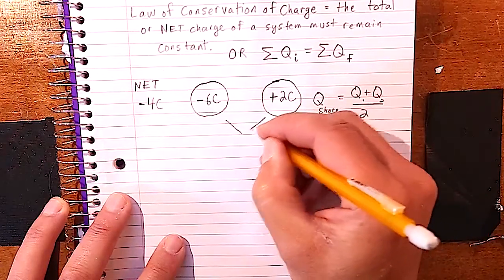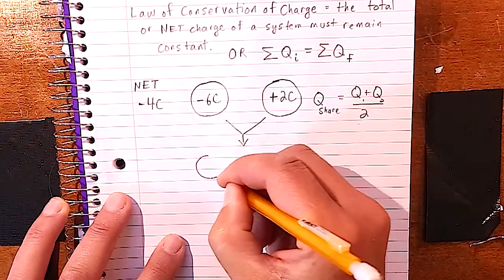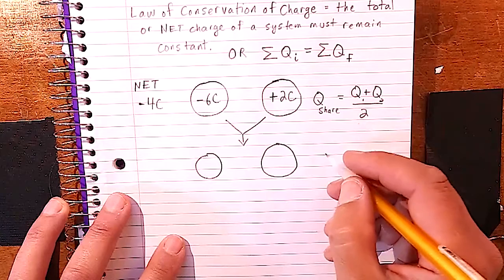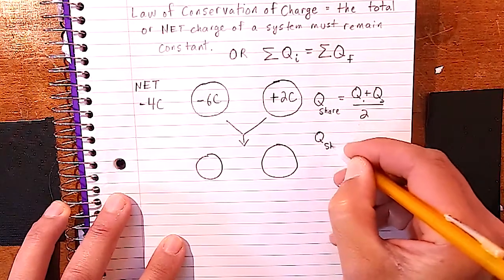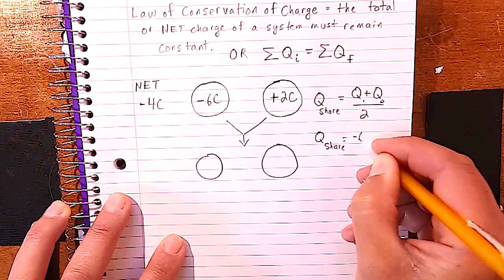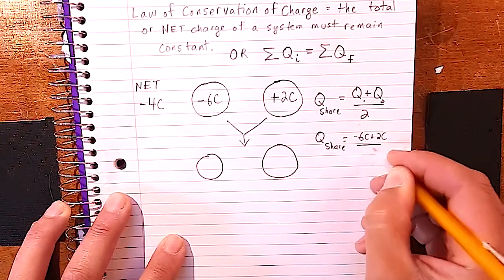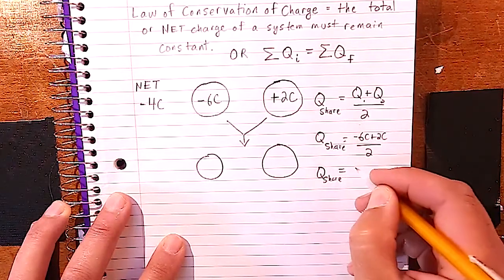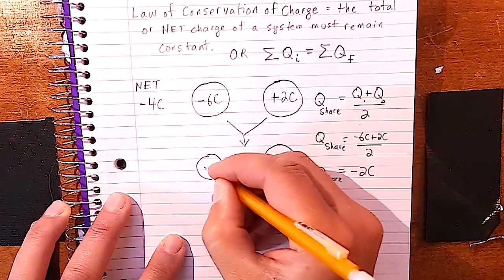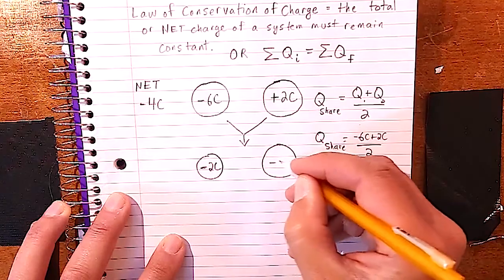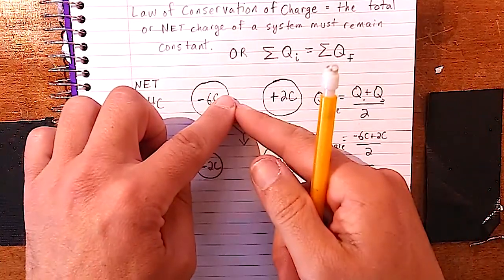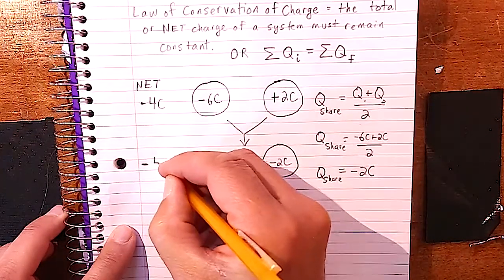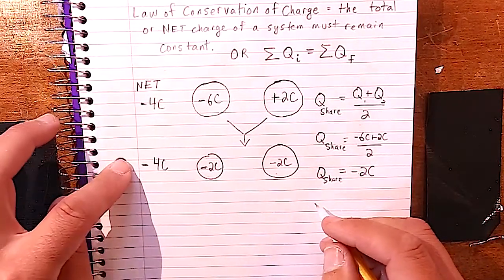So these come together and touch. Then they separate, and we have 2 spheres. That one's not supposed to be small, but whatever. So Q share, let's go ahead and put our numbers in. We have -6 coulombs plus 2 coulombs divided by 2. So Q share is going to be -4 divided by 2, so that's -2. This sphere will have -2, this sphere will have -2 after the touching and the separation. Well, what's our net charge? -2 minus 2, that is -4, so the total has not changed.